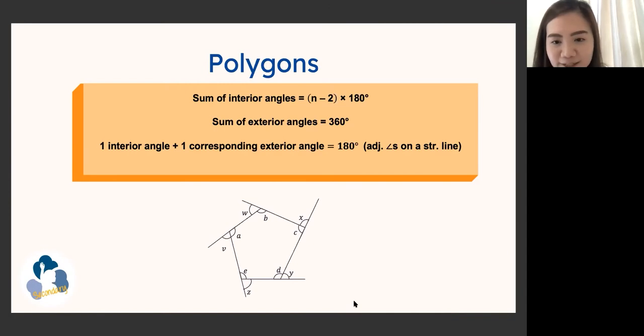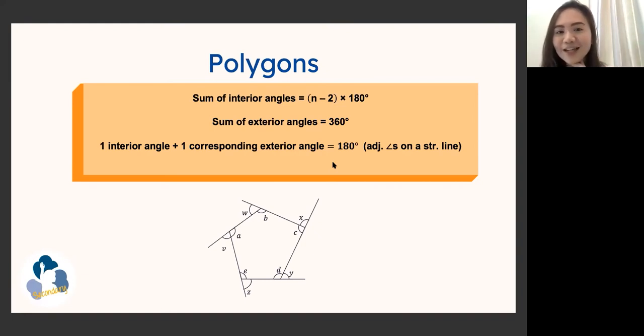Oh, somebody says, is it because of the number of triangles formed within? Excellent. That's Benjamin. Yes, very good. Well done. Because the polygon can be segmented into a few triangles. We can form triangles by connecting the diagonals. When you connect the diagonals, you'll be able to see just n minus 2 number of triangles.